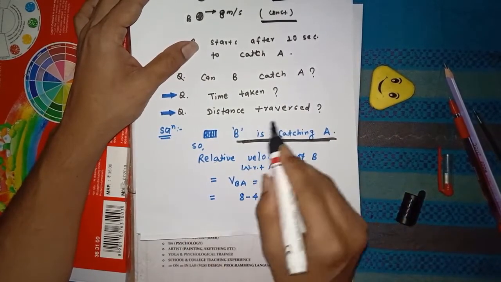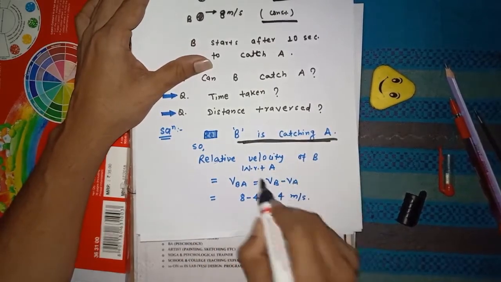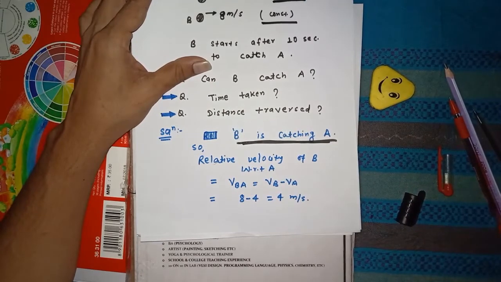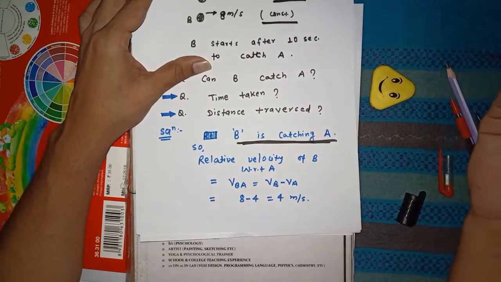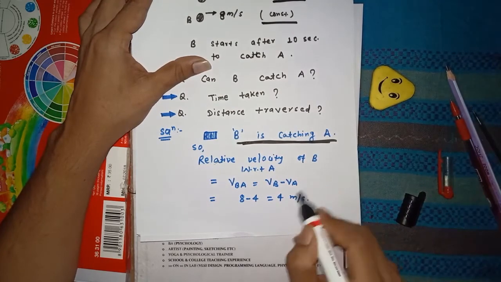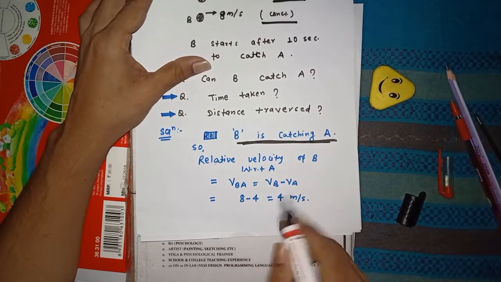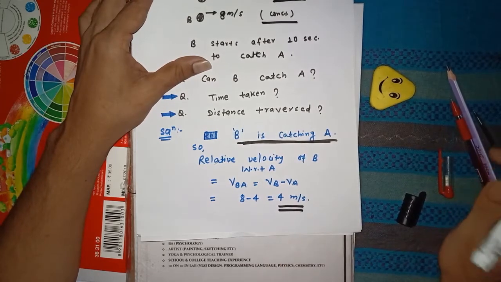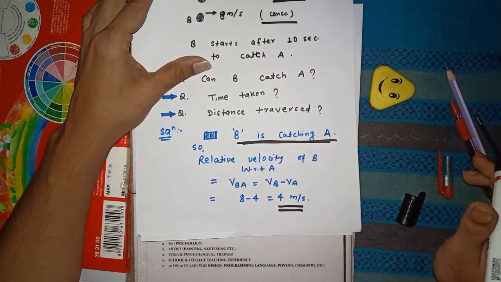A is the criminal. So we have to find the speed of B with respect to A, because we have to treat A as at rest, since I have to catch A. The speed of B becomes VB minus VA, 8 minus 4, which is 4 meter per second. Have you got my point?